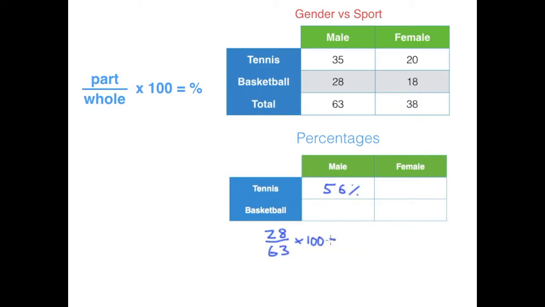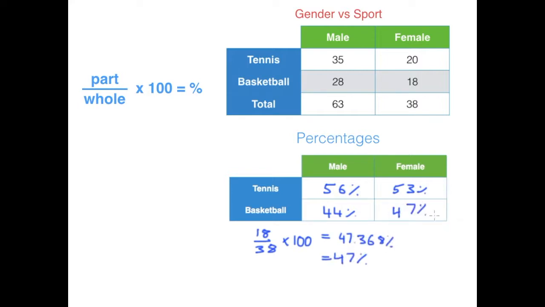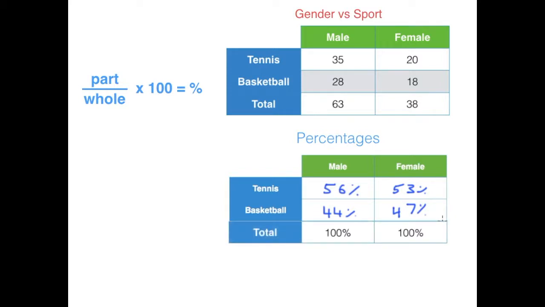28 of 63 is 44%. 20 of 38 is 53%. And finally, 18 of 38 is 47%. If we add up these percentages, we can confirm the totals of the columns are 100%.